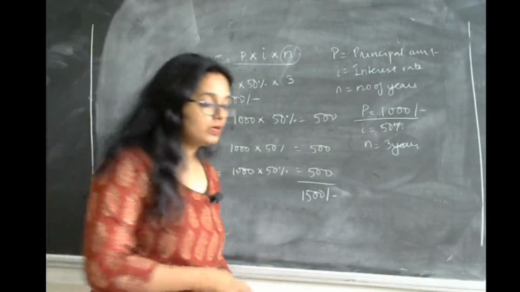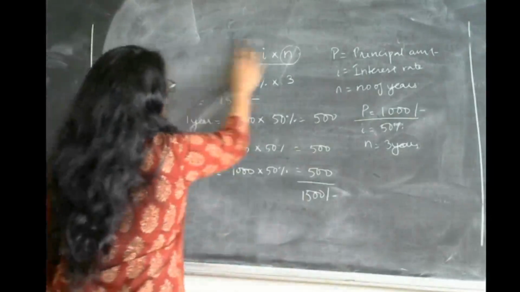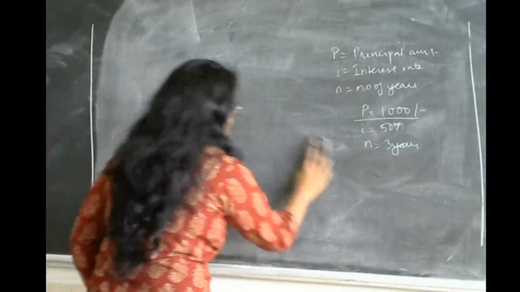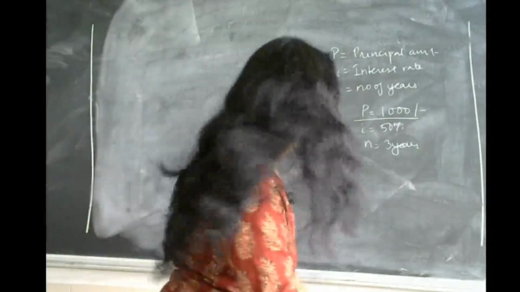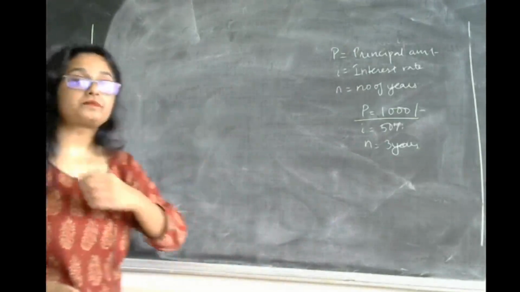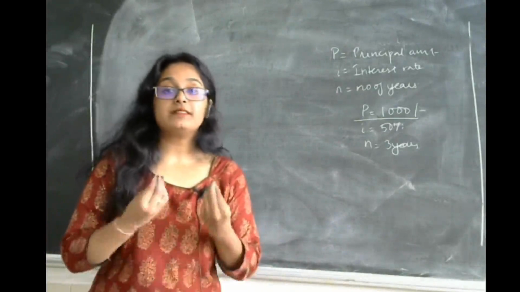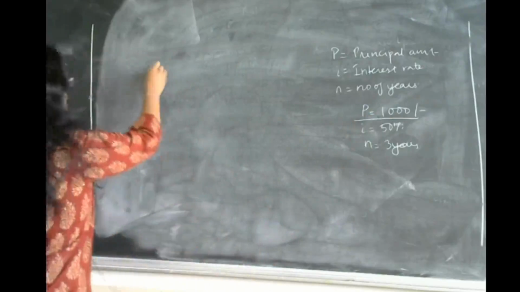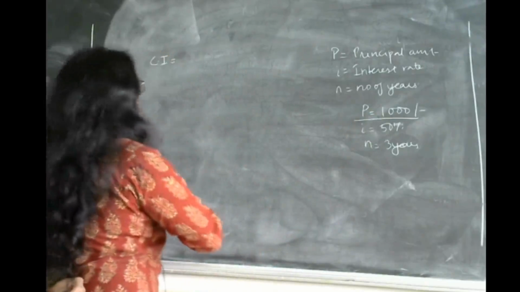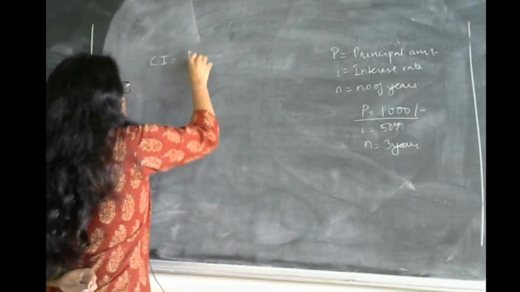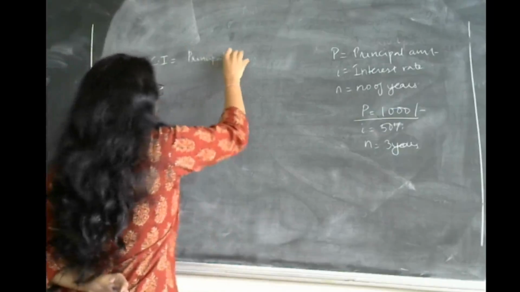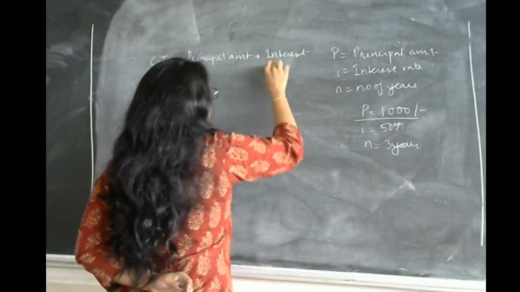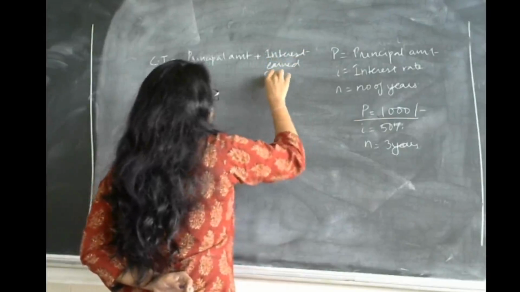Now let us move on to compound interest. Let us take the same example. I told you what compound interest is theoretically, right? Let us write that down. Compound interest is equal to principal amount plus interest on previously earned interest.